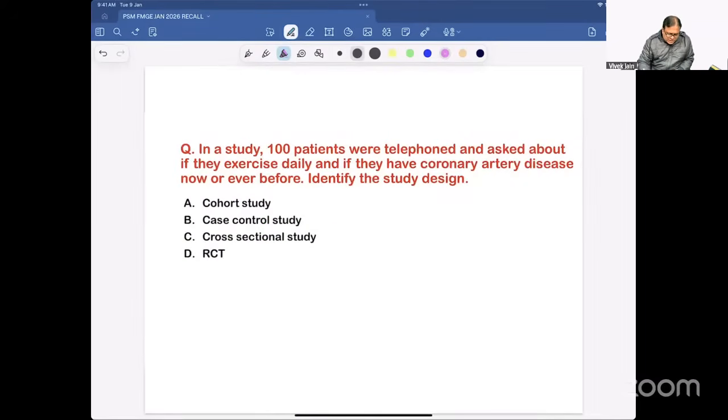Please confirm, a question came: 100 patients were telephoned and asked if they exercise daily and have coronary artery disease now or ever before. Identify the study design. If this question was there, then the answer is cross-sectional study.